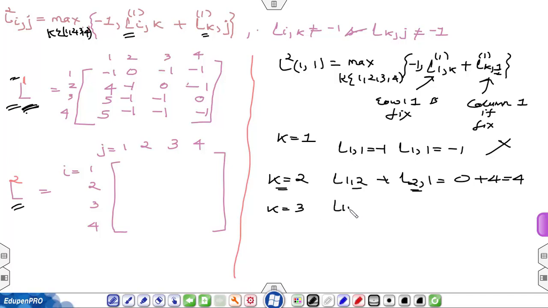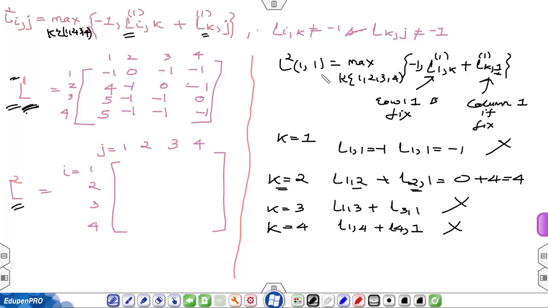For k equal to 3, we have to calculate L1 comma 3 plus L3 comma 1. So 1 comma 3 is negative. Even if one term is negative, you don't have to check the next term, because you don't have to consider it if any of Li comma k or Lk comma j is negative, so discard this. For k equal to 4, L1 comma 4 plus L4 comma 1, so 1 comma 4 is negative, again negative, I'll discard this.